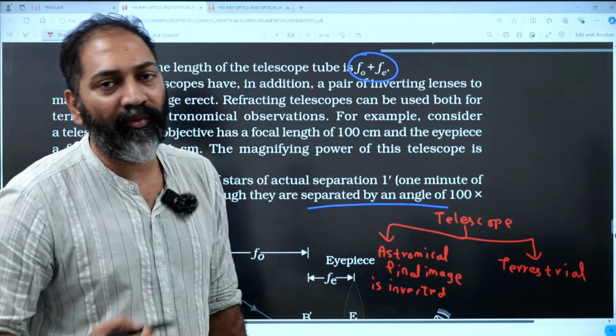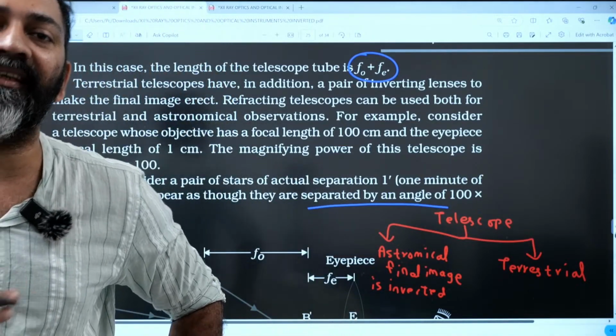Listen, you cannot use astronomical telescope for terrestrial purpose.